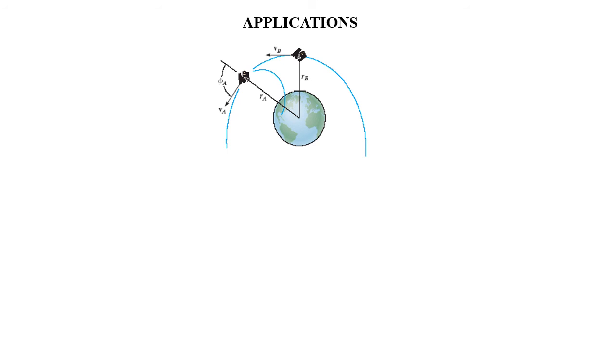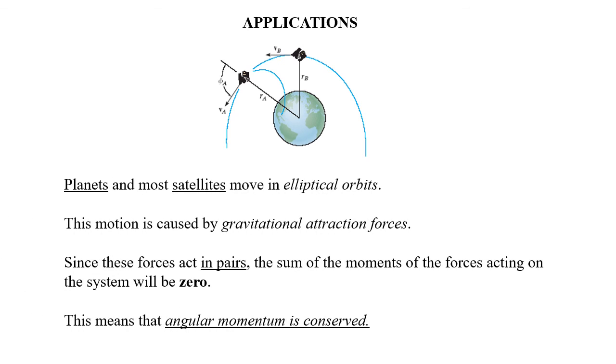So if we talk about some of the applications for this section here, one thing that we have is we know that planets and satellites move in elliptical orbits. This motion is caused by the gravitational attraction forces. Since these forces act in pairs, the sum of the moments of the forces acting on the system will then be 0. This is going to be helpful when we're solving some of these problems. This lets us know that the angular momentum is going to be conserved.